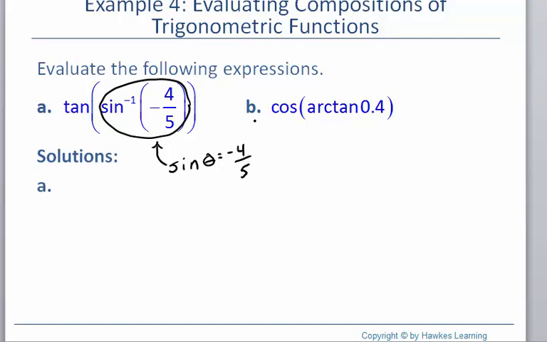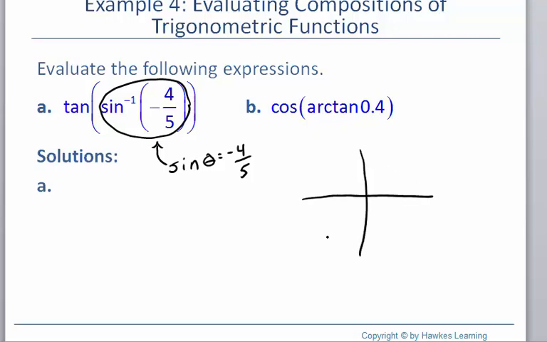Now one of two things can happen with a problem like this. One is that the negative 4 over 5 is a value that I'm familiar with, and I can name the angle very specifically, like I could say that the angle is pi over 3 or pi over 6. But that is not the case here. Negative 4 over 5 is not an exact value that I'm familiar with from my unit circle. So in this case, the best thing I can do is draw a triangle to represent that angle. So I'm going to approach it from that direction.